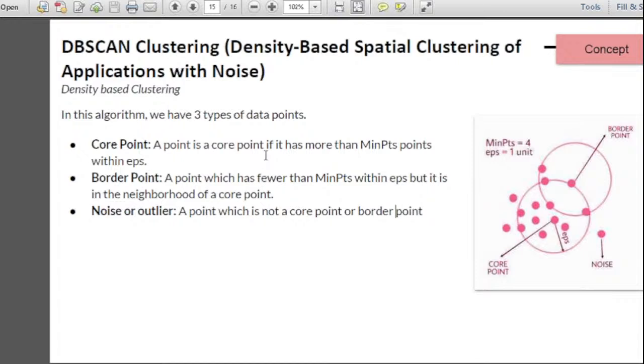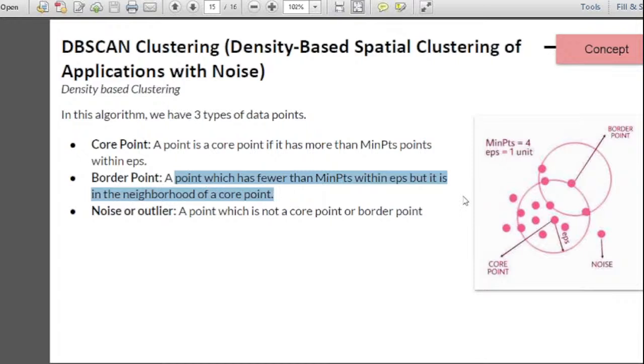Once you start creating the groups, clustering them as neighbors, you will find there are some core points. A core point is a point which has more than the minimum points within EPS. You can see this is the core point because I have defined min points as 4 and this point has more than 4 within 1 unit EPS. Then you have border points, a point which has fewer than min points within EPS, but is in the neighborhood of a core point.